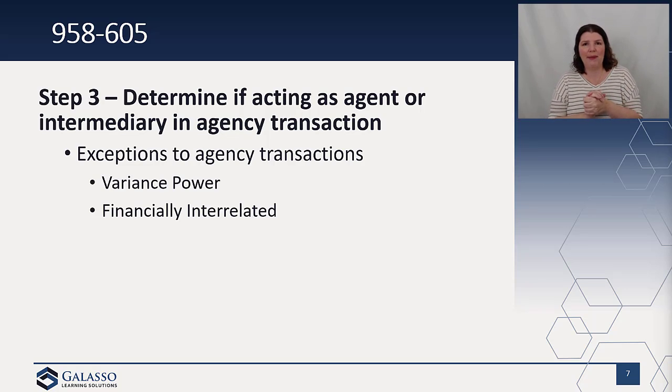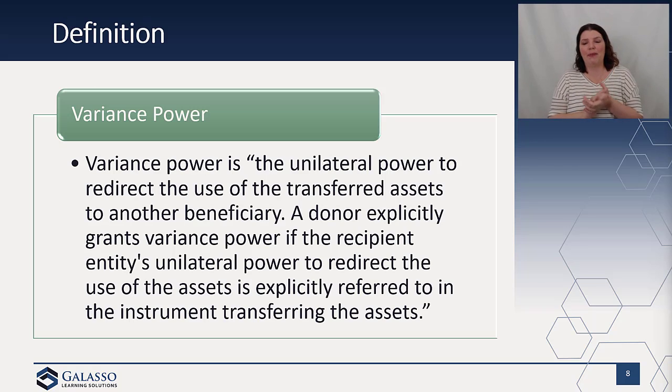Now, the rule of thumb here is if we are acting as an agent or an intermediary, we do not recognize revenue, right? So we have a policy there that if we are just literally transferring things between, we do not recognize revenue as that recipient organization. Now, the exception to those rules are if we have variance power or we're financially interrelated. And remember, variance power is the unilateral power to redirect the use of the asset to another beneficiary. And the donor explicitly must grant variance power if the entity's unilateral power to redirect the use of the asset is explicitly referred to in the instrument transferring the assets.